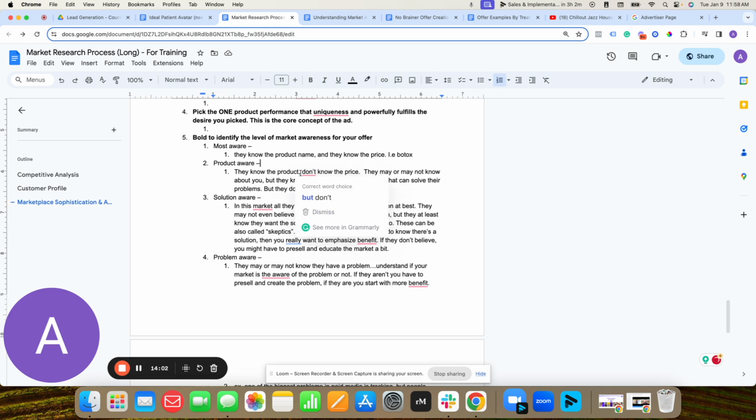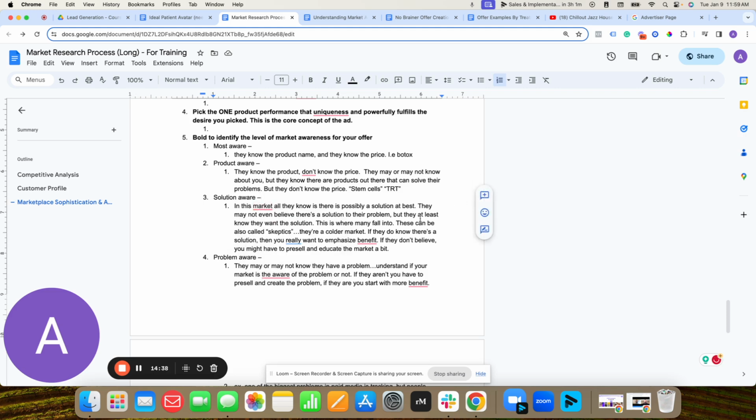Then there's product aware. They know the product. They don't know the price. They may or may not know about you, but they know there are products out there that can solve their problems, but they don't know the price. This could be somebody who's done enough research on stem cells to know that it exists. They could just know stem cells by name, and they could know TRT by name, but they don't know the price. They just know that it exists, and they definitely don't know about you.